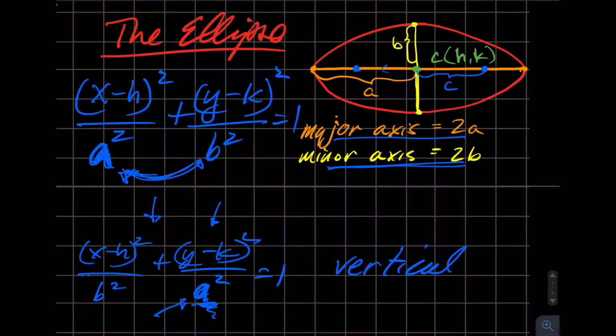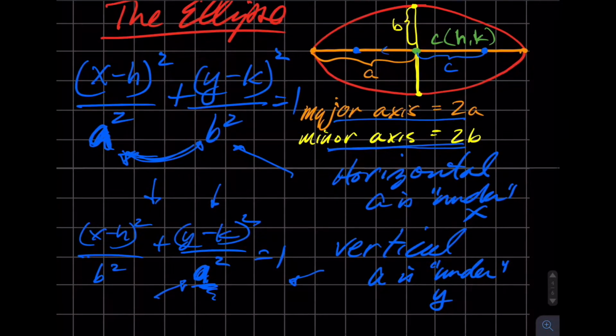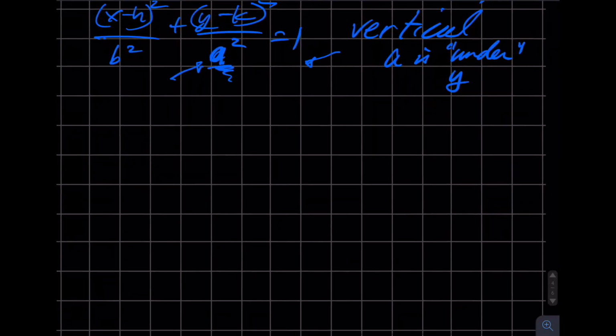Or, if a is under y, it's vertical, and if a is under x, it's horizontal. So that's that guy, that's that guy. I don't much think of it that way, because when you're presented with stuff, you're not really given the a and b so much. It relates to this diagram, but you're really not given an a and a b. You're often given this information.